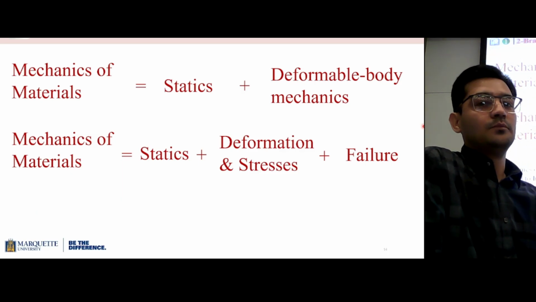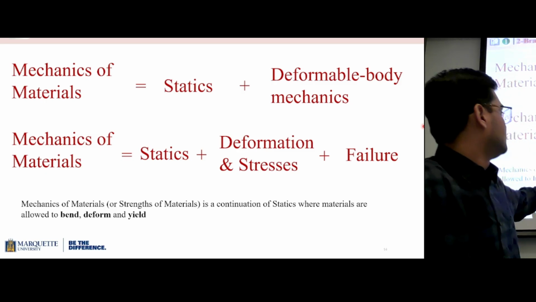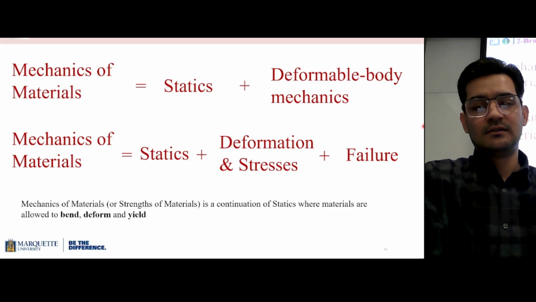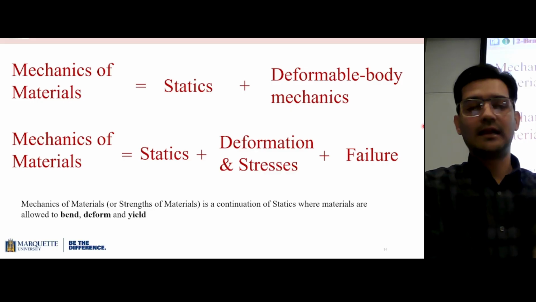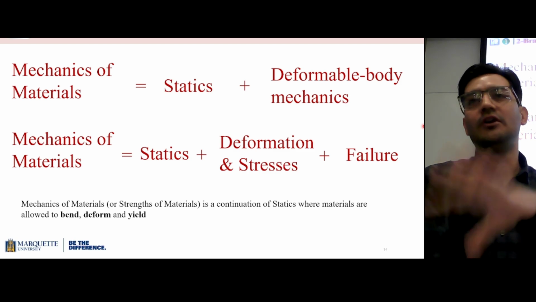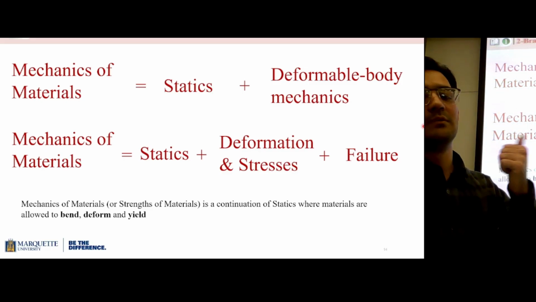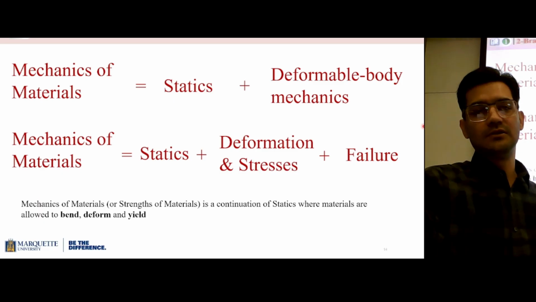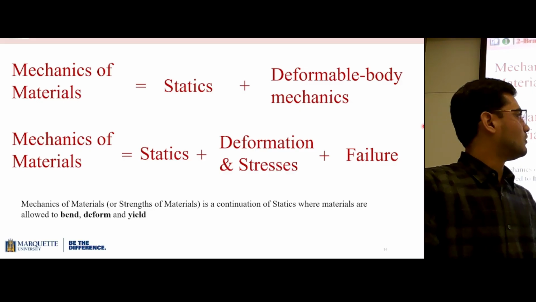So that's the bookish definition which is written in the book. Mechanics of materials, which some people also call strength of materials, is a continuation of statics, where materials are allowed to bend, deform, and yield. In statics, the materials were not allowed to. We made an assumption that the materials do not deform, do not bend, do not yield, and do not fail. But now we're going to remove this assumption, and we also have to keep in mind the materials will bend, deform, and yield. So we need all those concepts which I explained in the course description, and you need these to calculate failure, to calculate bending, to calculate all these kinds of things.